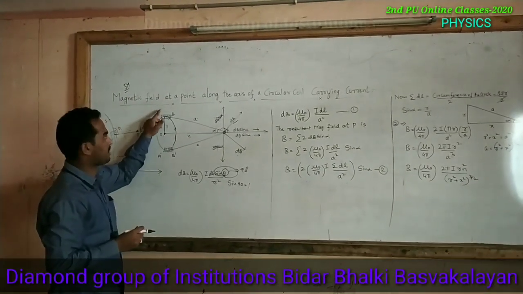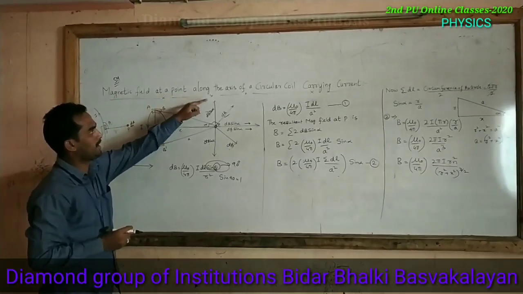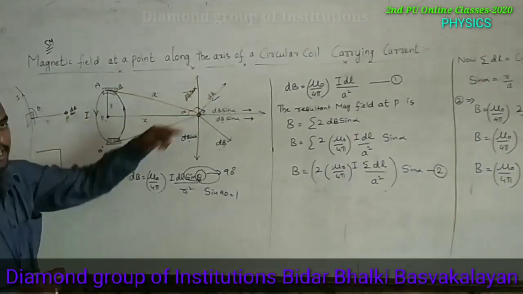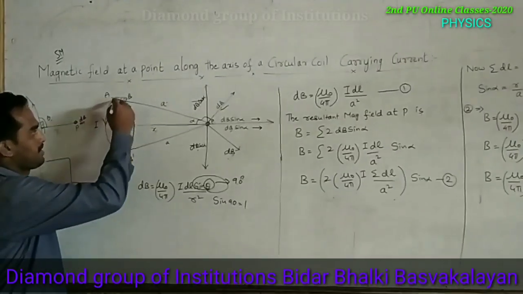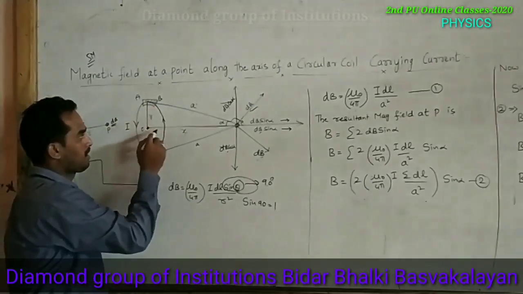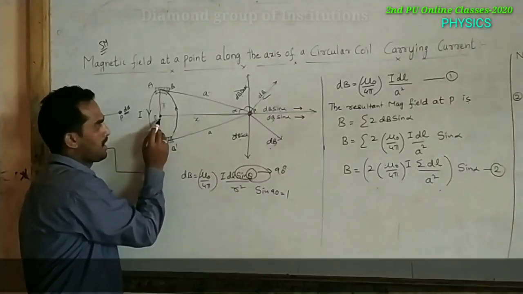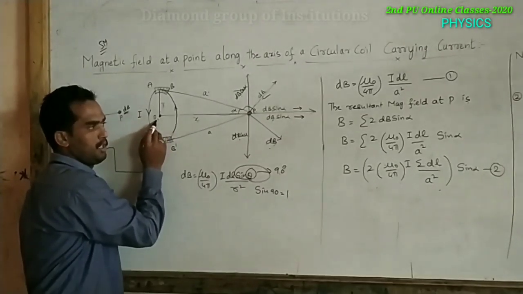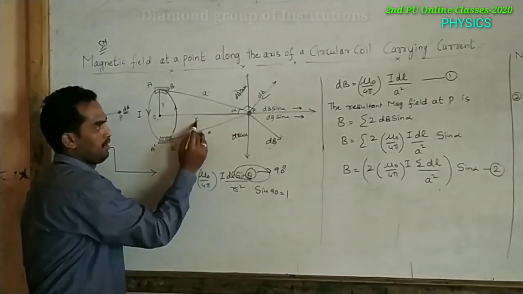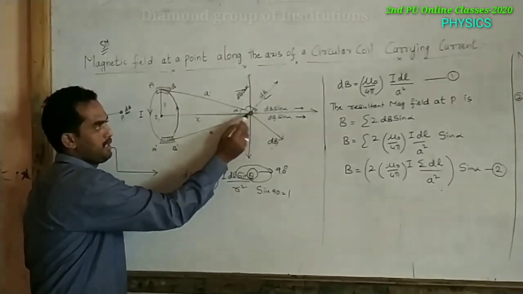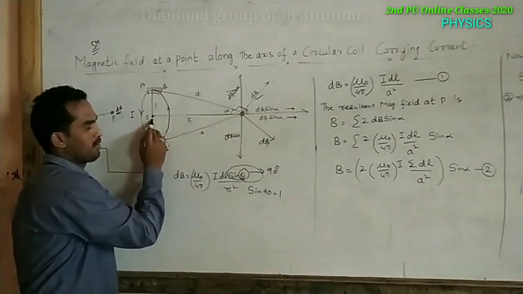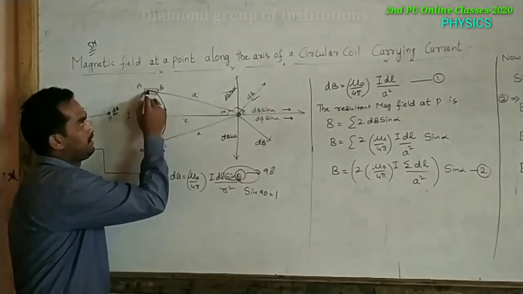Most expected question: magnetic field at a point along the axis of a circular coil carrying current. Here there is a circular coil in which the current flowing is I, and the center of the circular coil is O. The point P is at a distance x from the center O, and the radius is R.